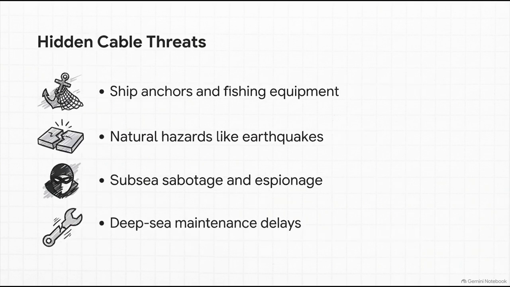But because this is a physical reality, our packet's journey is actually pretty dangerous. We're talking an estimated 150 to 200 cable faults happening globally every single year. These cables get snapped by dropped commercial ship anchors, fishing equipment, and even natural hazards like deep-sea earthquakes. Plus, there's the very real, rising geopolitical threat of subsea sabotage and espionage. And repairing a cut cable? Not easy. It takes highly specialized ships and deep-sea robots, and sometimes it can take months just to get them deployed to the right spot in the ocean.